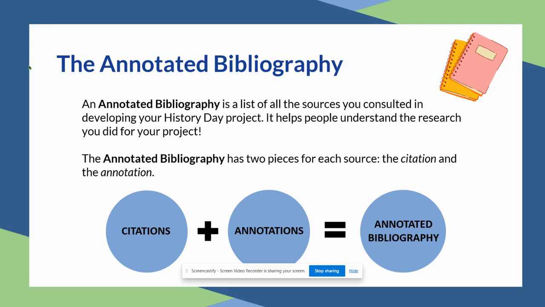So it kind of helps people understand the research you did. It walks them through your research process as well. And in that annotated bibliography, in that sharing of your History Day research, you've got two main pieces for each source. You have a citation and an annotation. And those two things together, one for every source, are what's going to build that entire annotated bibliography. So I'm going to go through that in a lot more detail in these next couple minutes, but that's kind of the big overview, the big picture of what we're going to be talking about today.